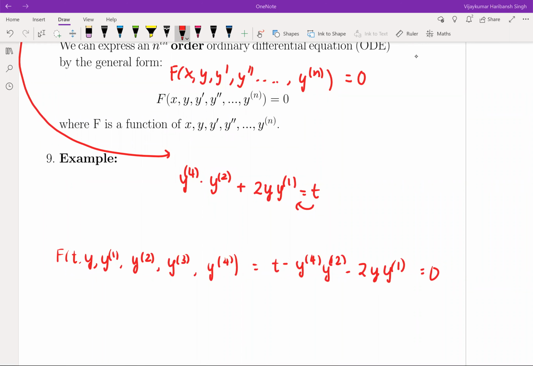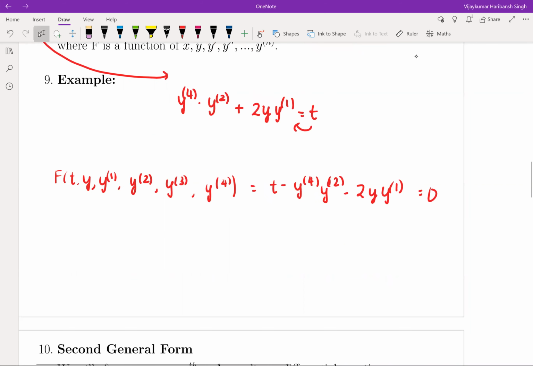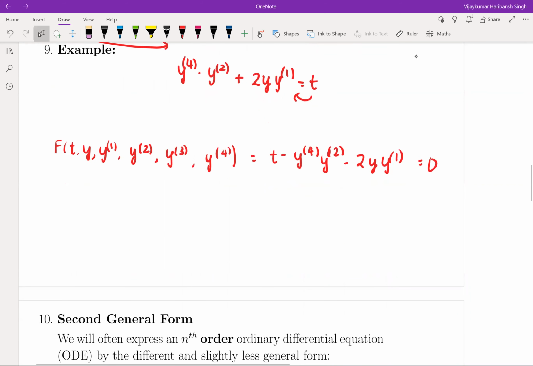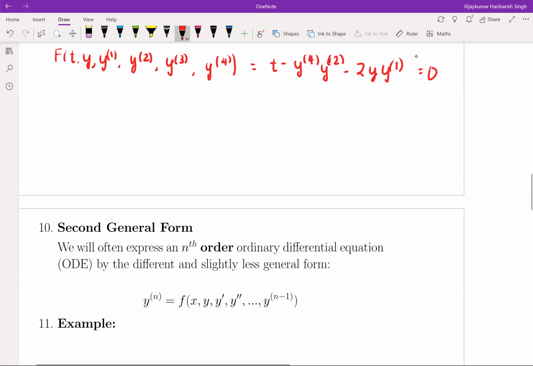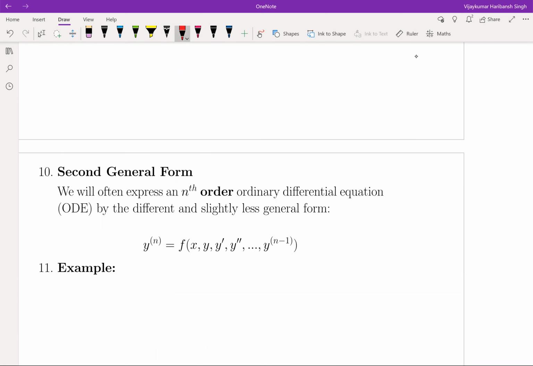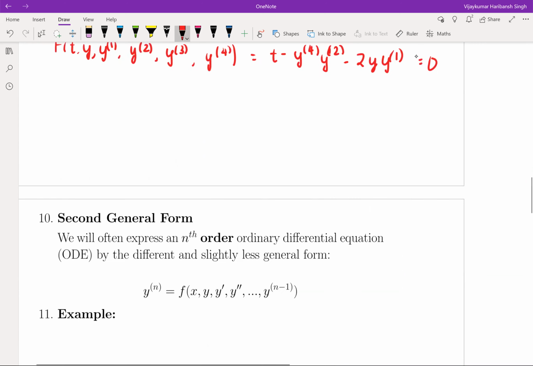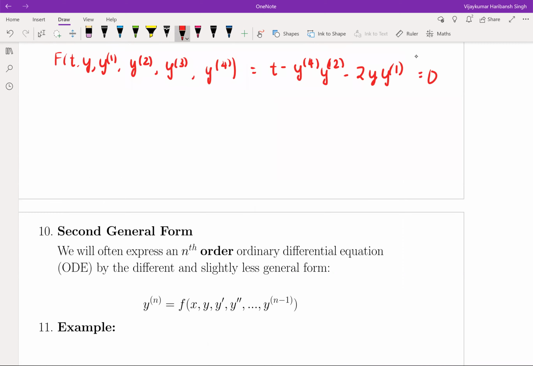So this is the general form of the ordinary differential equation. However, we can also write it in a second general form, in which we keep the highest order of derivative on one side and move everything else to the other side. So for example, you have y^(n) equals f of x, y, y prime, y double prime, and so on, up to y^(n-1). So if I want to write this differential equation in this form, what will I do?